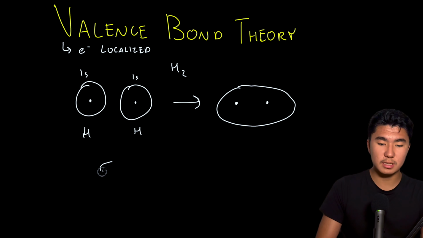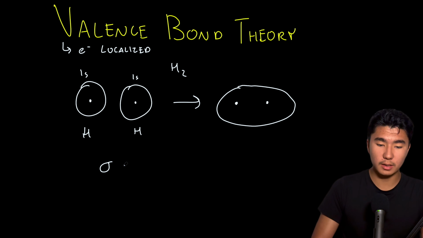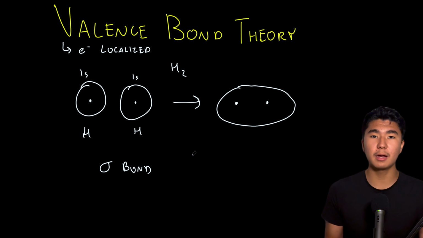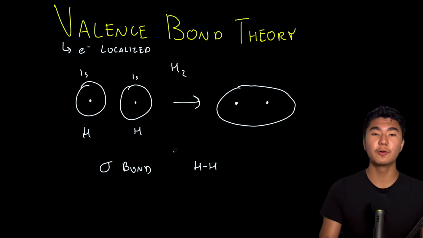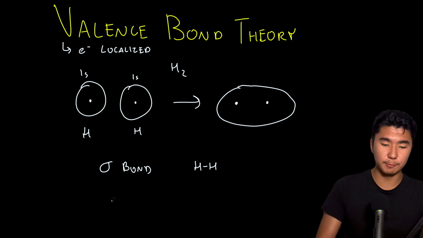So sigma bonds, and this is the sign for sigma. Sigma bonds are going to be formed every time we form a bond. So if we write the Lewis structure of hydrogen gas, something like this, there would be one sigma bond. Now pi bonds come into play.